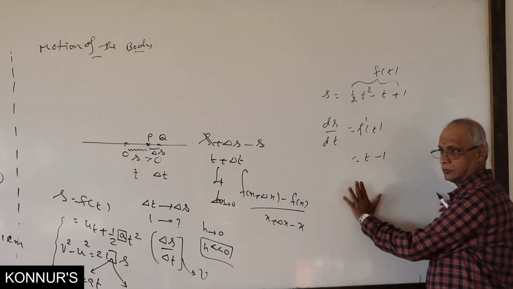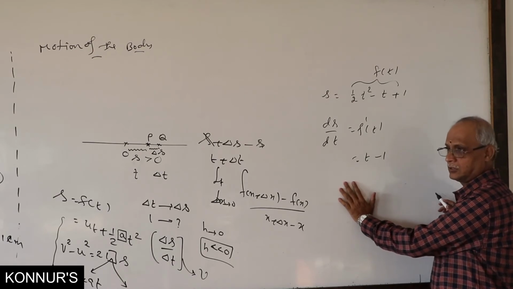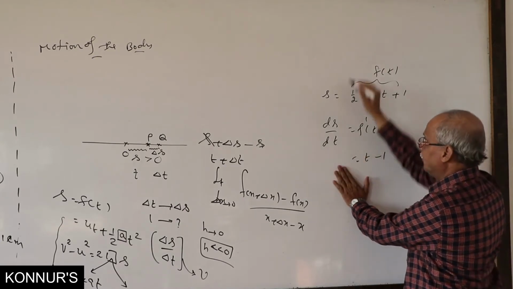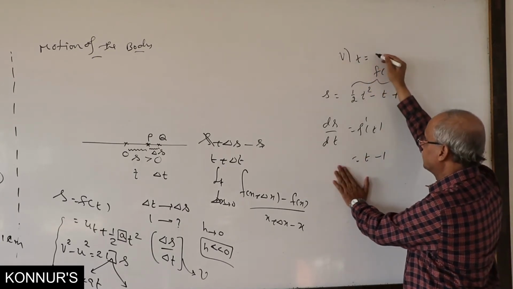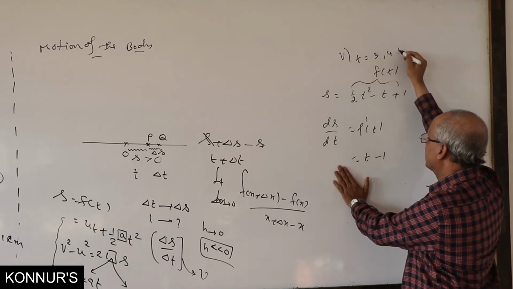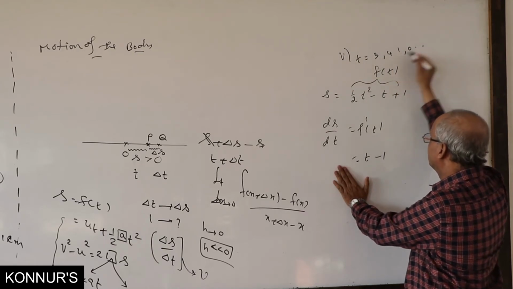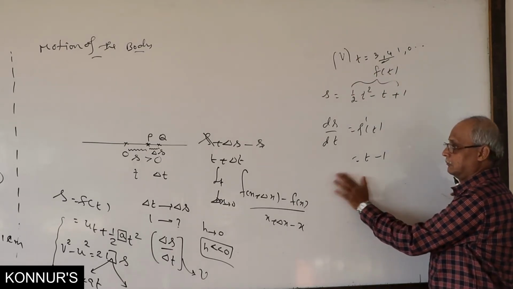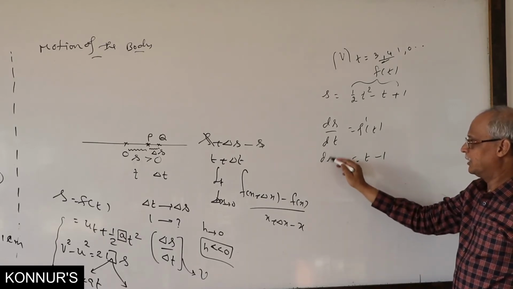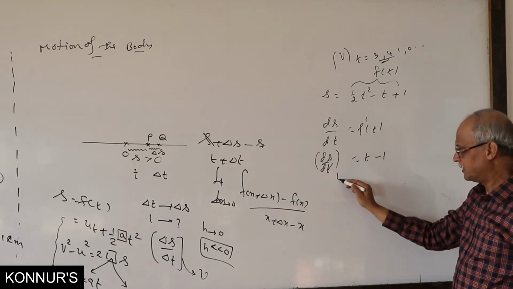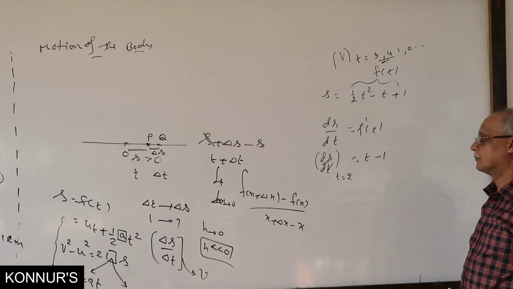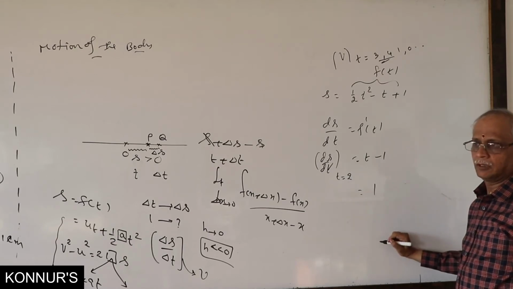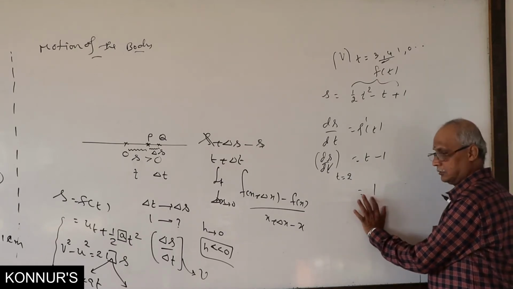That is the reason in the question paper, whenever they give questions from this unit, they will definitely ask you to find v when t equals 3 seconds, 4 seconds, 1 second, 0 seconds, anything. Time will compulsorily be there. Substitute in ds by dt at the particular t, writing the suffix 2, 3, 4 like that. Then what is the answer you get? 1. This is called velocity.